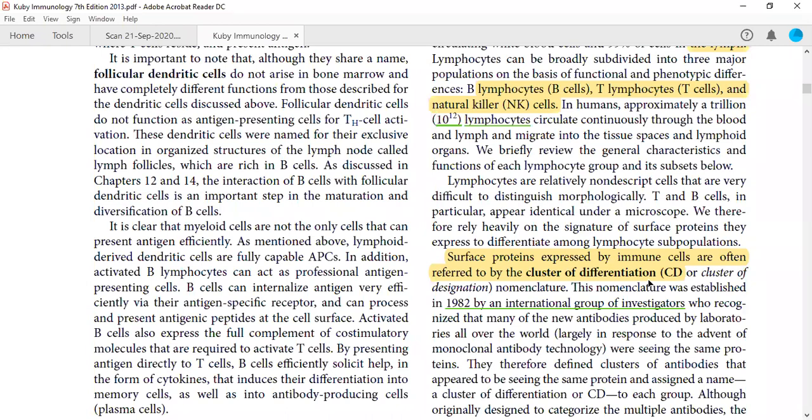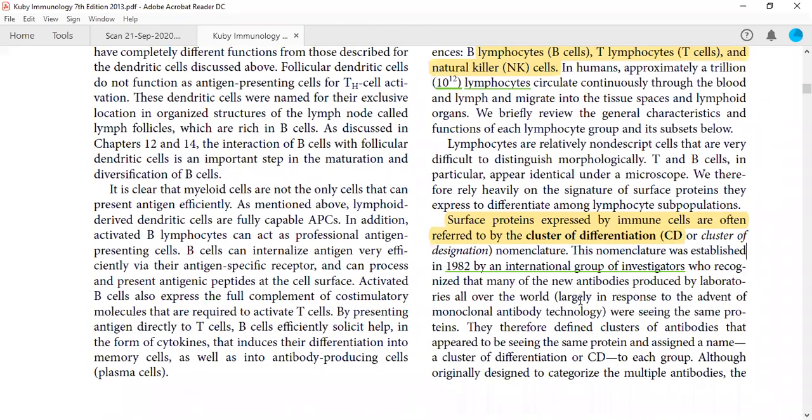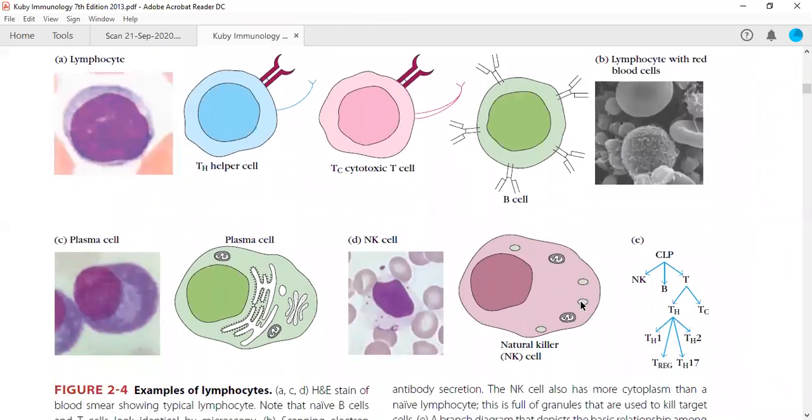So now we will discuss how this cluster of differentiation system is able to differentiate these B cells from the T cells and natural killer cells. So what is the specificity over B, T, and NK cells? Now look at this particular diagram first, then I will show you one table where you will get this.